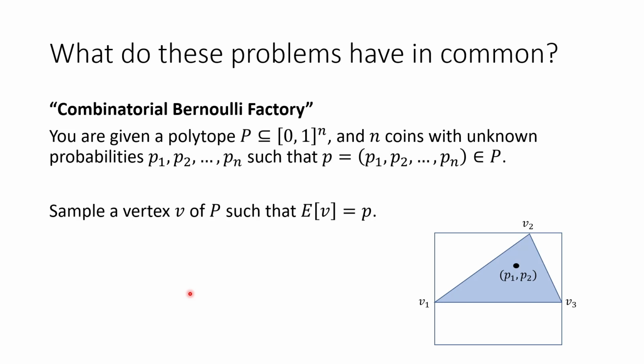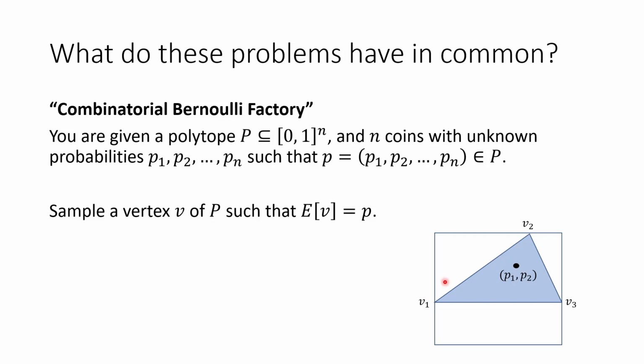In this framework, you're given some polytope P, that's a subset of the n-dimensional hypercube, 0, 1 to the n, and you're given n coins with unknown probabilities p1, p2, down to pn, which correspond to the coordinates of some point that's contained in P. For example, in this triangle, you may be given 2 coins which correspond to the x and y coordinate of this point inside this triangle.